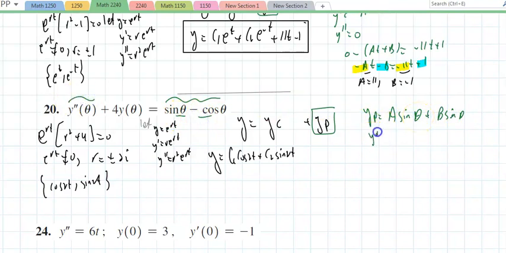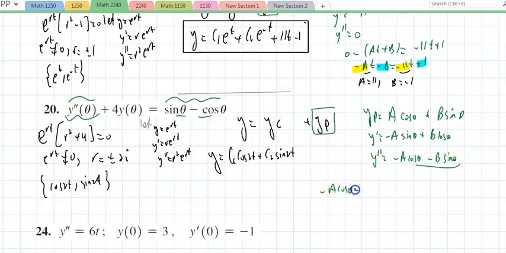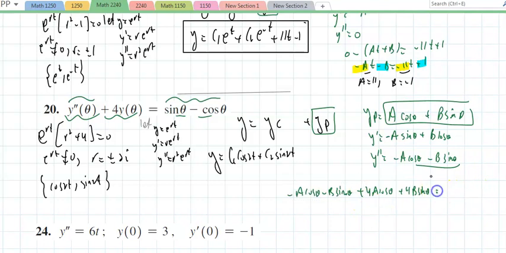I need two derivatives. Y prime is a cosine of theta. Okay, you guys know what I mean, right? This is so embarrassing. So this is negative a sine of theta plus b cosine of theta, and y double prime will be negative a cosine of theta minus b sine of theta. And if I take y double prime, which is negative a cosine of theta minus b sine of theta, plus 4 times, so 4a cosine of theta plus 4b sine of theta, and that's going to equal those two, sine of theta minus the cosine of theta.